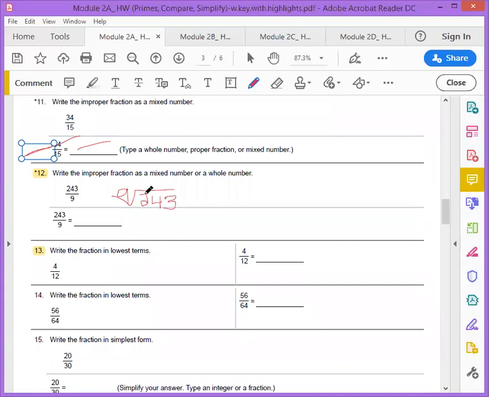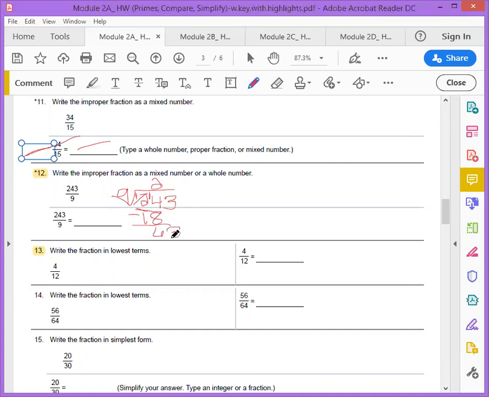9 divided into 2, we can't make that happen because 2 is too small. But can 9 be divided into 24? It can. How many times can 9 go into 24 without going over? It will be 2 times. 2 times 9 gives us 18. We want to subtract. 4 minus 8, we can't subtract 4 minus 8, so we have to borrow from our 2, making this a 1, making our 4 a 14.